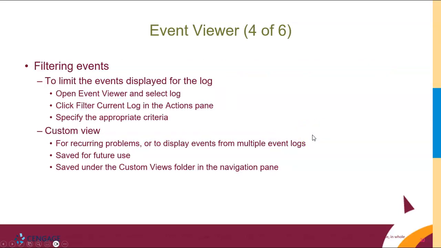Now, filtering events. You can limit the events that are shown in a number of different ways. You open Event Viewer, select the log, click Filter Current Log in the Actions pane, and then specify the criteria. Say you only wanted to see everything in the last 2 days, you would filter by that. And as I said earlier with the views, you can create custom views. For recurring problems, or to display events from multiple event logs, you can save a custom view for future use, and they're saved under the Custom Views folder that we looked at earlier.